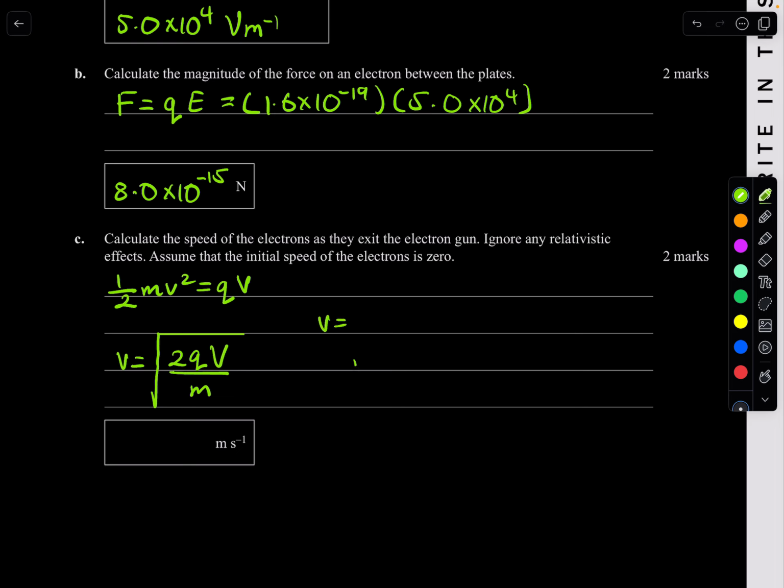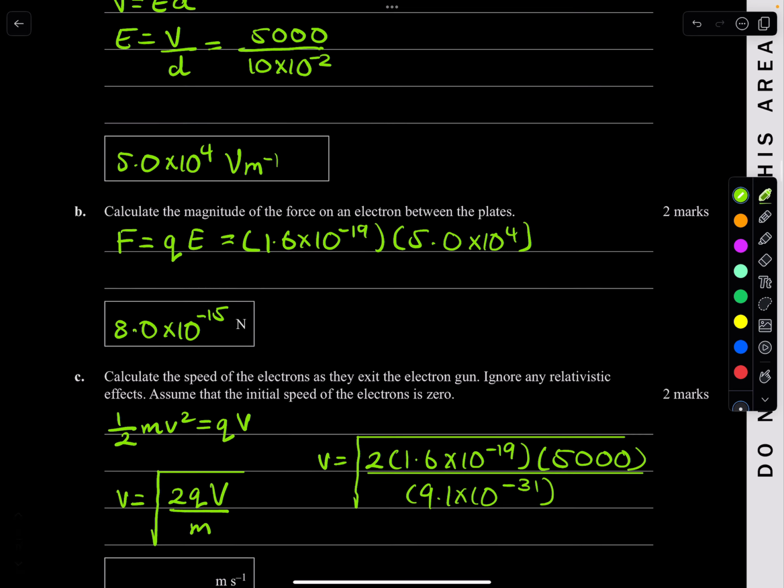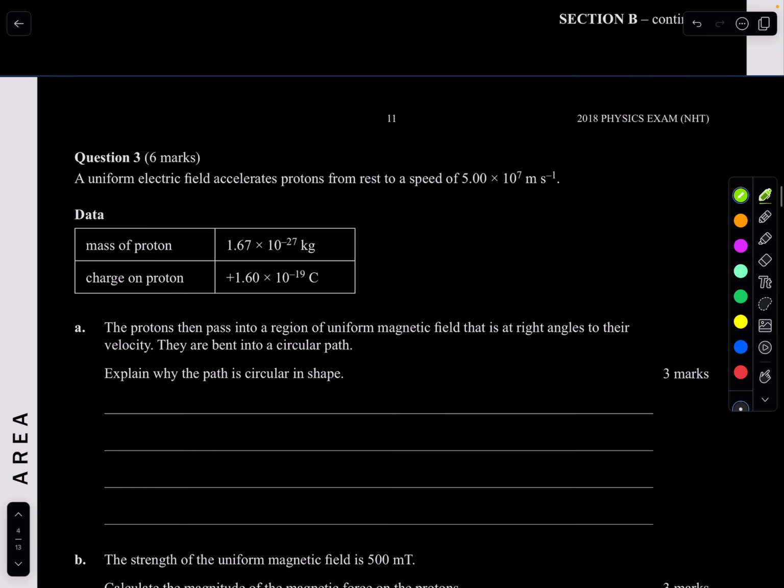So using this formula, by rearranging it, I just have to sub in all the values. Of course it's 2, your charge, which is 1.6 times 10 to the negative 19, times your voltage, which was 5,000 volts, divided by your mass, which is 9.1 times 10 to the negative 31. Let's sub that in and find out what happens. To two significant figures, that gives me 4.2 times 10 to the power of 7. Beautiful. Question 3, let's have a look at this one.